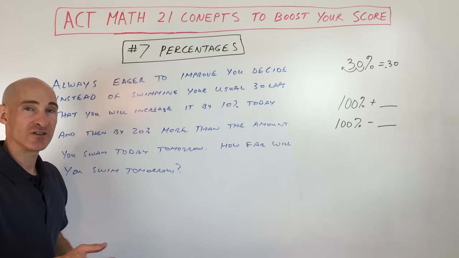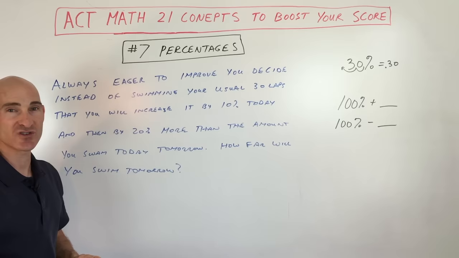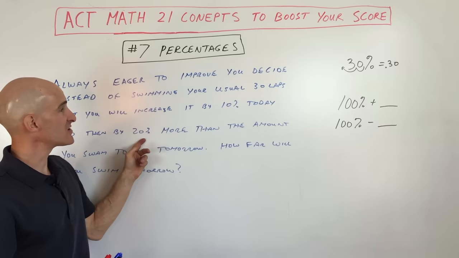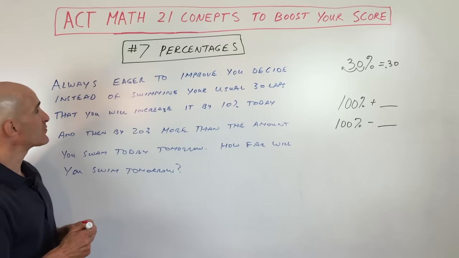Tomorrow, you're going to increase on your previous amount, so an additional 20%. The big mistake that students often make is they'll just say, well, this is 30%, I'll just add these together. But that's not quite right. What you want to do in this problem is look at it from this perspective. You're increasing your distance by 10%.